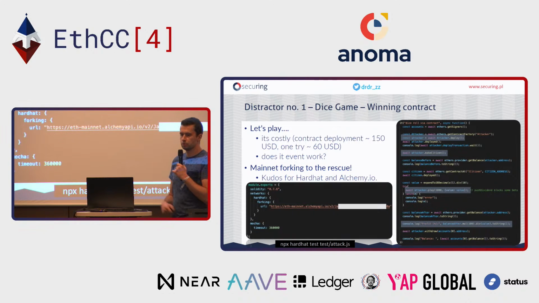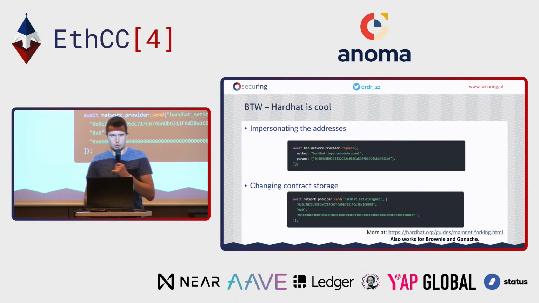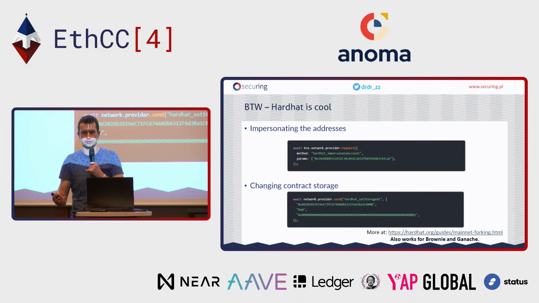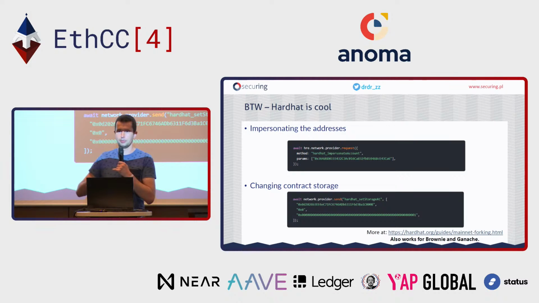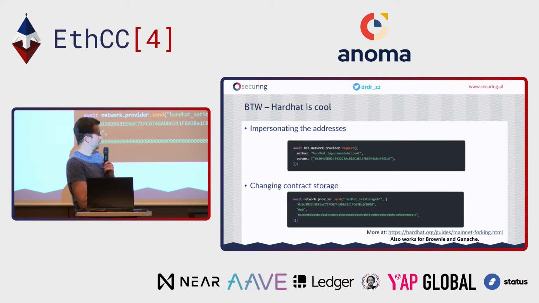And what's cool about mainnet forking is that you have additional features that you do not have, of course, in mainnet, like impersonating a particular address, so you can become anyone in your mainnet fork. Or even just changing some storage in any contract you want. I wish I could do that on mainnet, right? And also, this works not only for Hardhat, it works also for Brownie and Ganache.